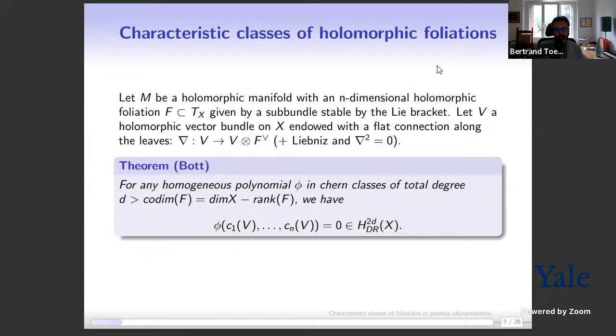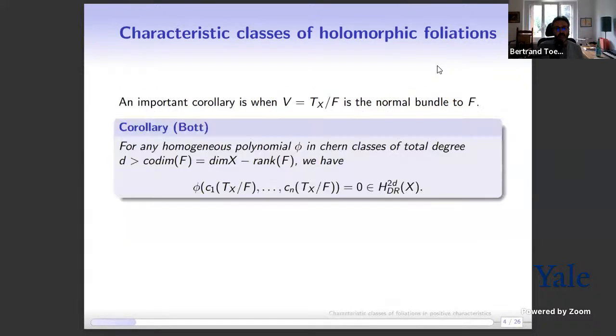And it's often stated for one particular case, which is the normal bundle of the foliation. And this normal bundle comes equipped with a canonical partial connection along the leaf. And maybe this corollary is more well known in the literature as Bott vanishing.